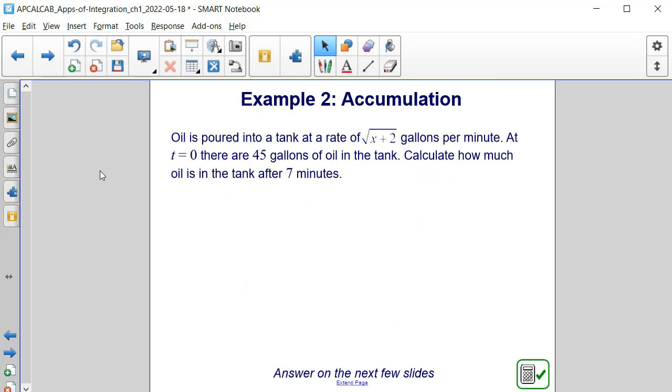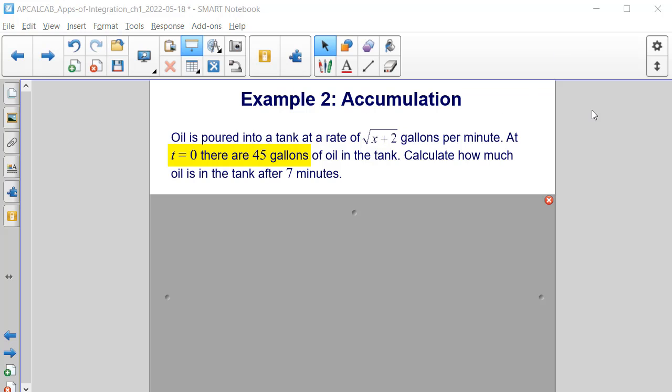Let's try another example with accumulation. Oil is poured into a tank at a rate of the square root of the quantity x plus 2 gallons per minute. At time equals 0, there are 45 gallons of oil in the tank. Calculate how much oil is in the tank after 7 minutes.